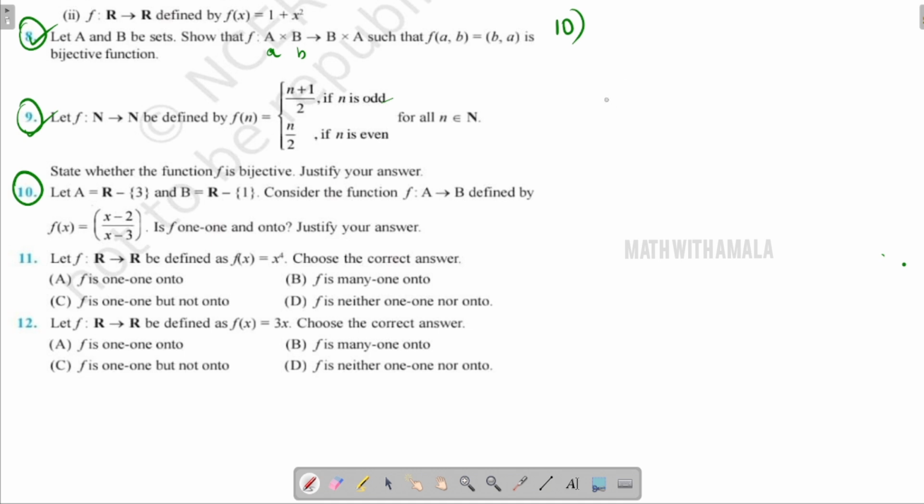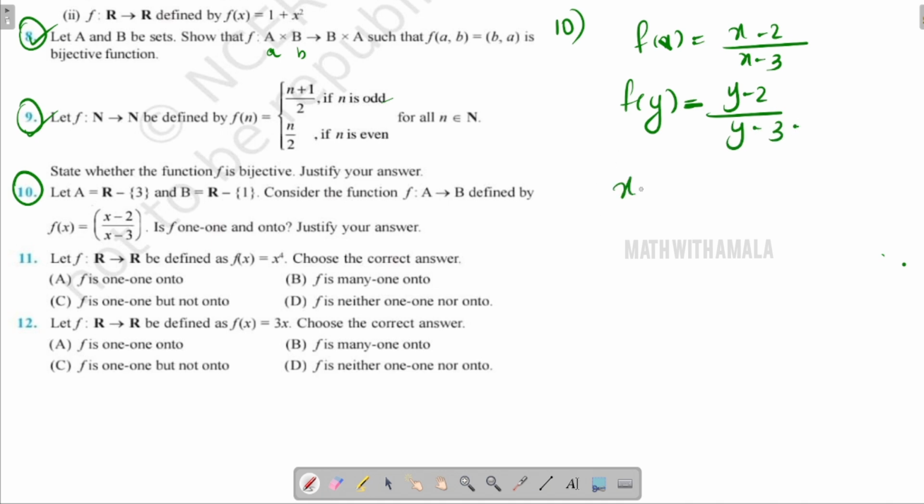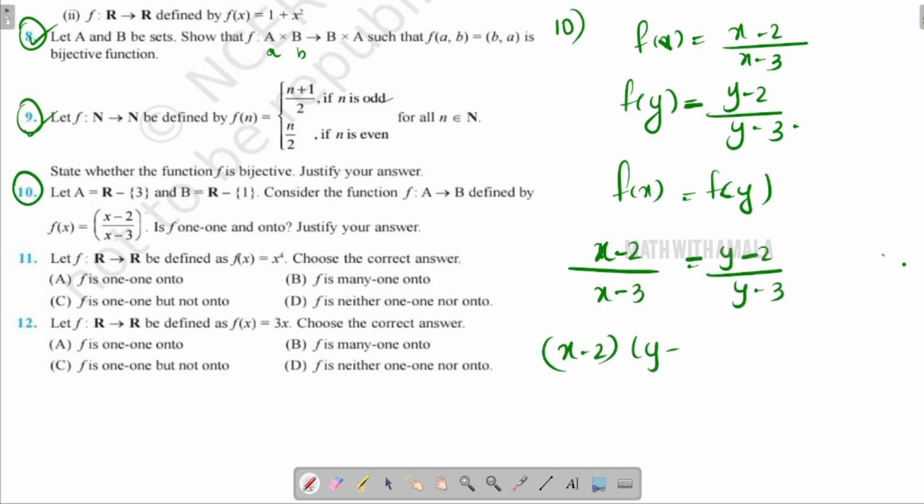10th question: let A is equal to R minus {3}, B is equal to R minus {1}. Consider the function f from A to B defined by f of x equal to (x minus 2) by (x minus 3). Is f one-one and onto? Justify your answer. f of x is equal to (x minus 2) by (x minus 3), and f of y can be defined as (y minus 2) by (y minus 3). If we suppose f of x equal to f of y, this implies (x minus 2) by (x minus 3) is equal to (y minus 2) by (y minus 3).